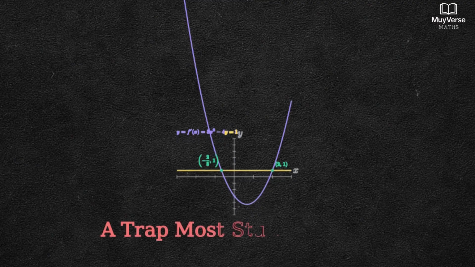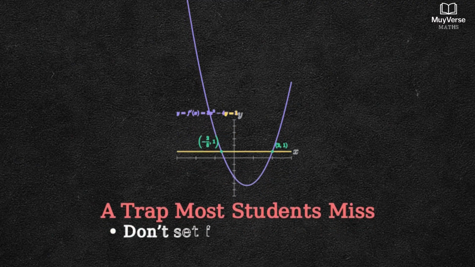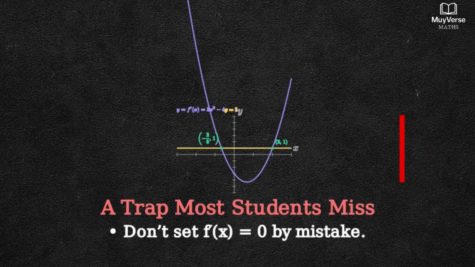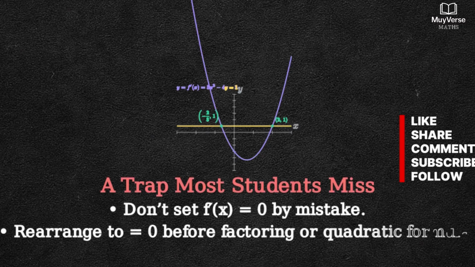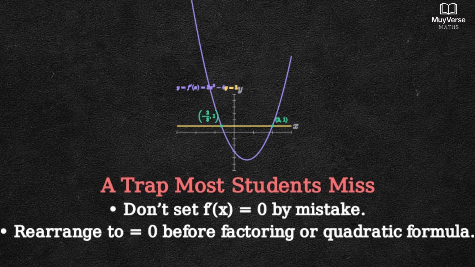The trap most students miss. They accidentally set the derivative equal to 0, which finds turning points, not where the gradient equals 1. Or they forget to rearrange the equation so that it equals 0 before factoring. Always set the derivative equal to your target value, then move everything to one side to make 0.